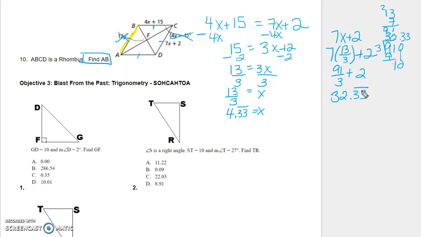I know some of you truncated your fraction and decimal. So number 10, AB is really going to equal 32.33 repeating. Okay, so I had to go find x first because I know the sides are congruent, and then I had to come over here and substitute it in.